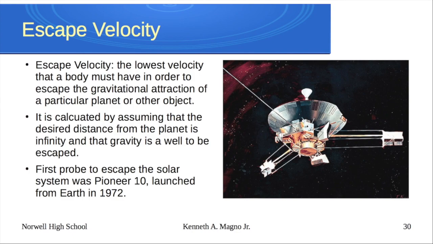And if you do the math out with how much kinetic energy you'd have to get to infinity, we're able to calculate how much energy we need to get out of the well. So our first probe that actually escaped the solar system was Pioneer 10, which we launched in 1972. And it's still out there, keeps on going and going and going.